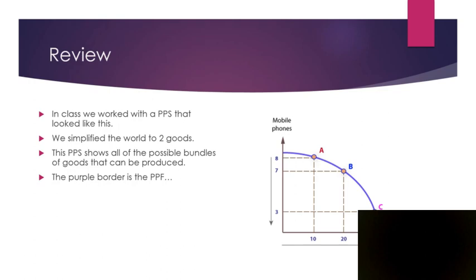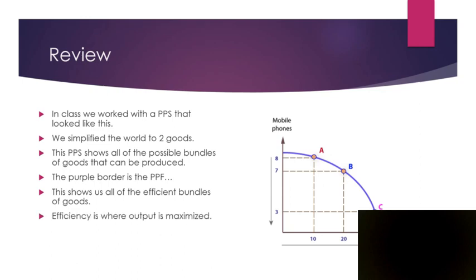Now remember the purple border is the production possibility frontier. So we have to make a distinction between the production possibility set, which is the whole graph, and the production possibilities frontier. Remember the frontier, where we see points A, B, and C, and we could put a bunch of other points, shows us all of the efficient bundles of goods. So the production possibility frontier is the efficient set, just the border, whereas the production possibility set is all bundles.